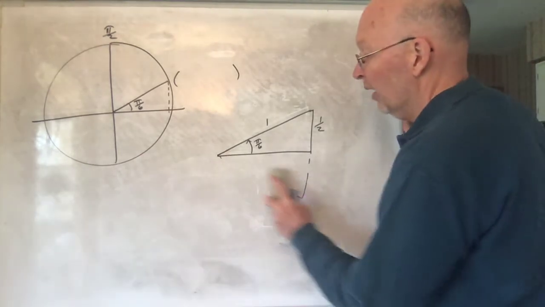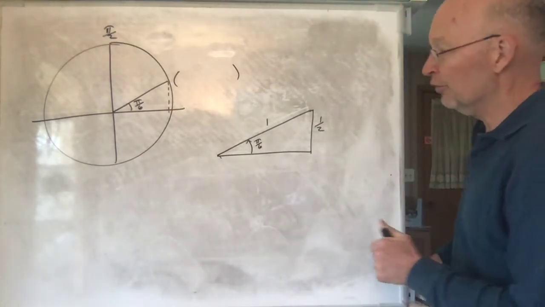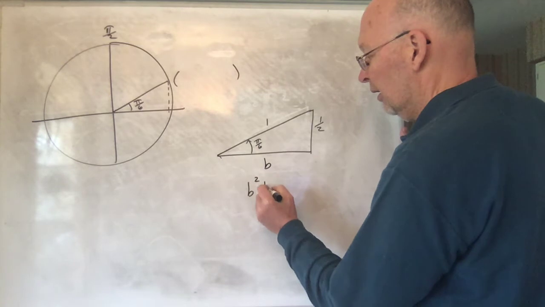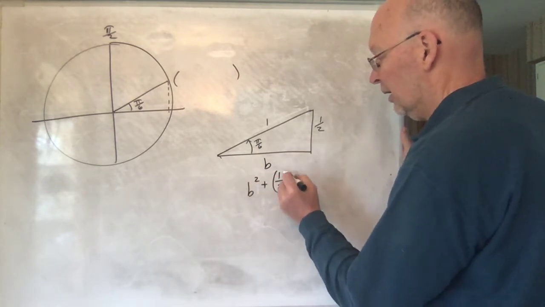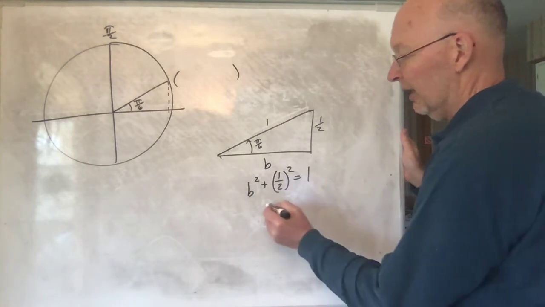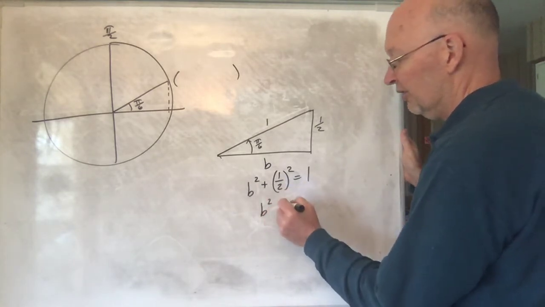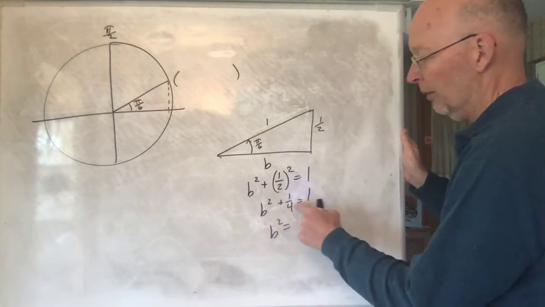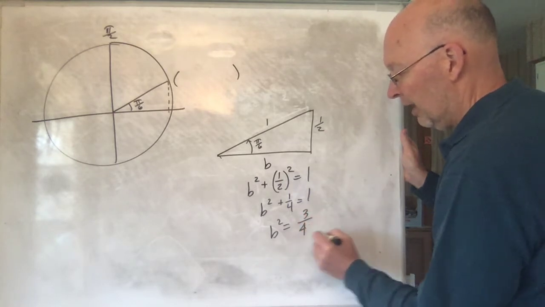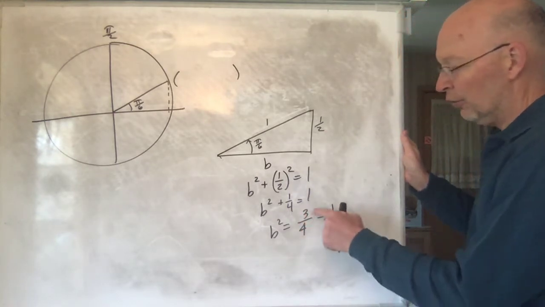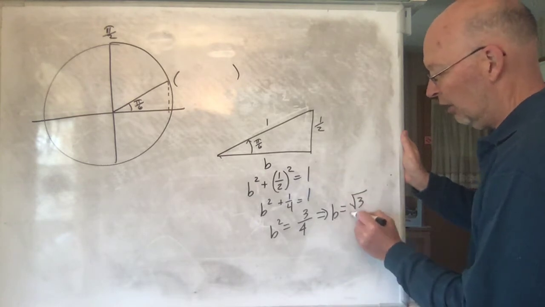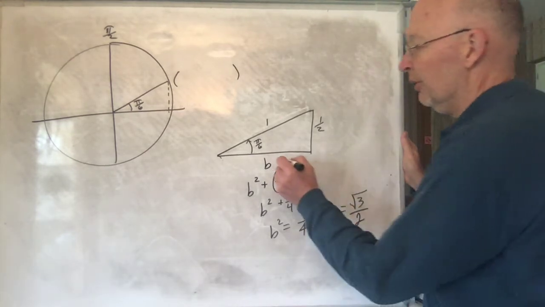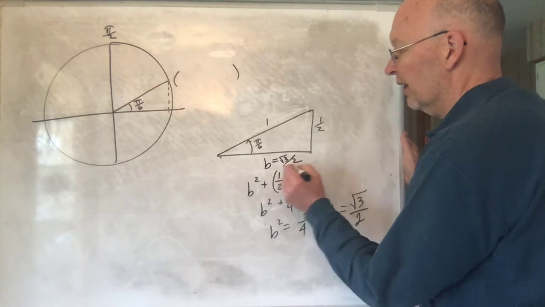Because now that we know that that's 1/2, we can now use the Pythagorean theorem and say, well, what's this going to be? Well, let's see. I know that b squared plus 1/2 squared is equal to 1 squared. And so b squared plus 1/4 is equal to 1. So b squared is going to be 1 minus 1/4, which is 3/4. And so b is the square root of 3/4, which is the square root of 3 over the square root of 4. The square root of 4 is 2. So this length right here is square root of 3 divided by 2.